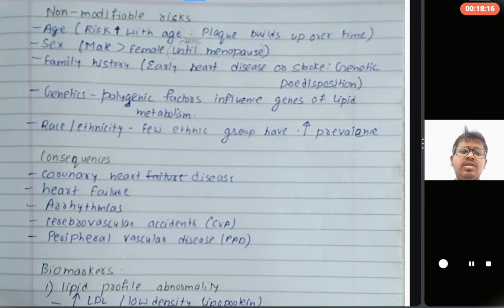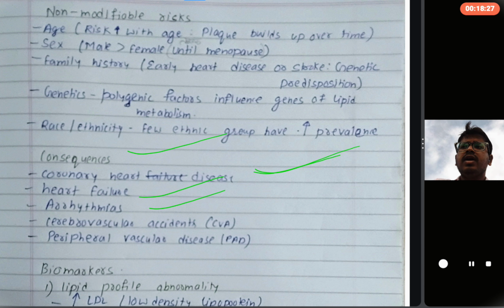Consequences. What are the consequences of atherosclerosis? Coronary heart disease, heart failure, arrhythmia. What is arrhythmia? Arrhythmia is basically not at regular intervals. In the PQRS complex, you see there is no regular interval. It is arrhythmic. Another is cerebrovascular accident.